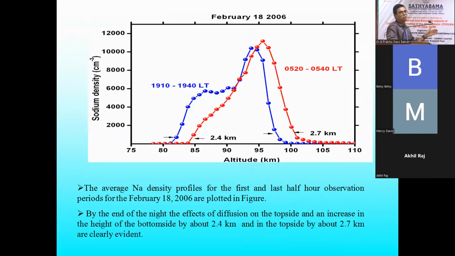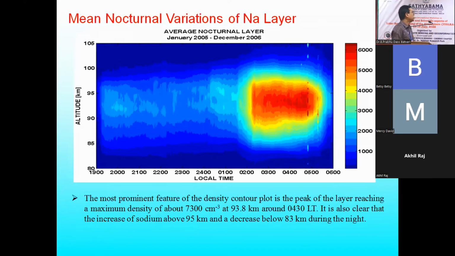And this is the first half hour and the last half hour of a sodium layer for a typical day. What I want to convey is that on the top side of this layer, for the first hour and the last hour, we have a 2.4 kilometer width, whereas on the bottom side the diffusion is 2.7 kilometers. So your layer is not at a constant peak; it varies from one place to another. And this is the mean nocturnal variation of the sodium layer, observed throughout the entire night for 2005 and 2006.